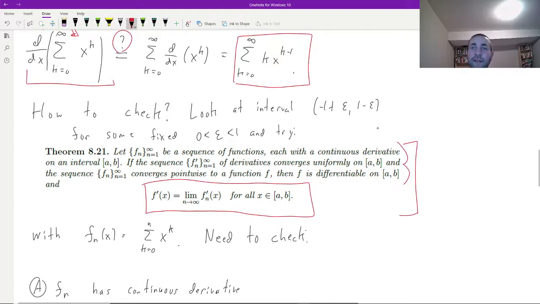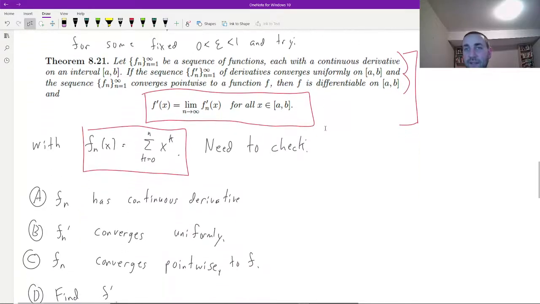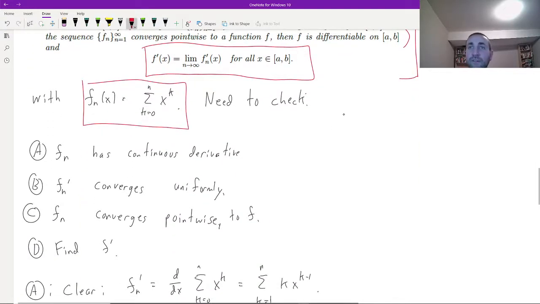How are we going to apply this? We're going to apply this to the partial sum fn of x is equal to the sum k equals 0 to n of x to the k. If we want to use this theorem, we have to check all of the conditions, and also, of course, we need to find a formula at the end. So what we need to do, we need to check that fn has a continuous derivative. We need to check that fn prime converges uniformly to something.